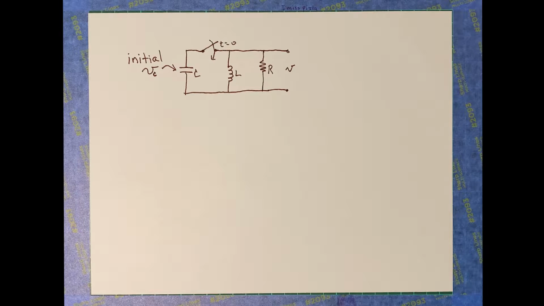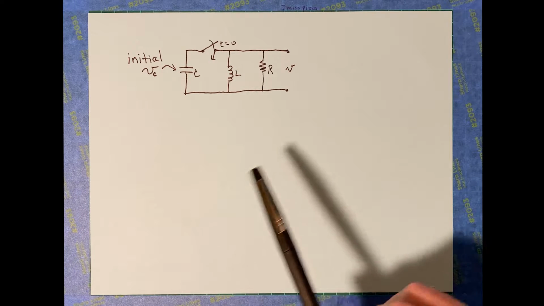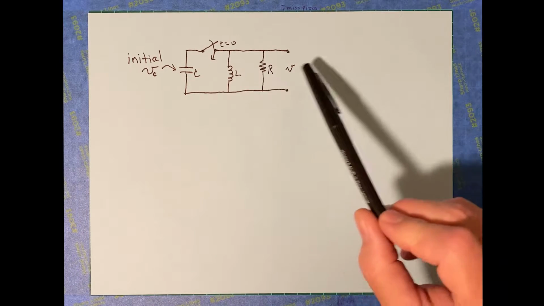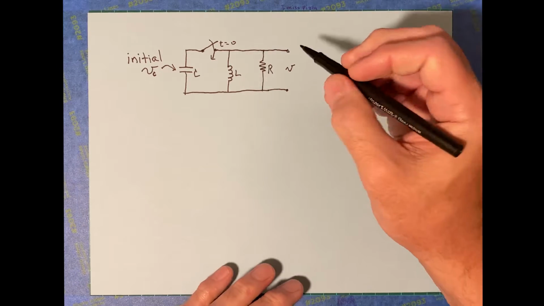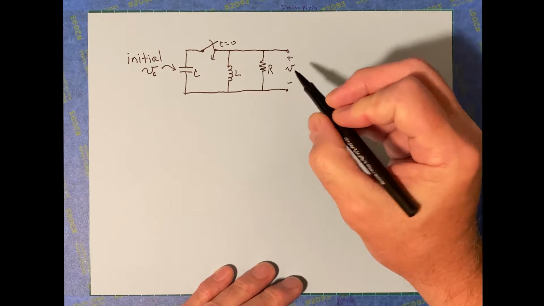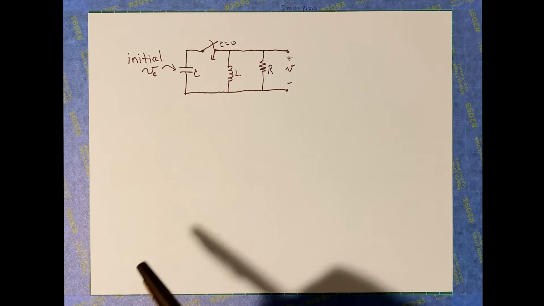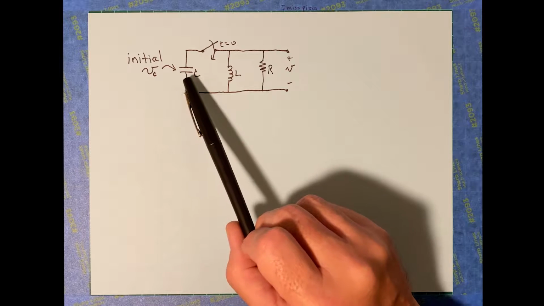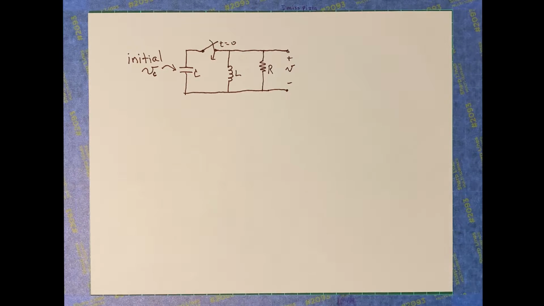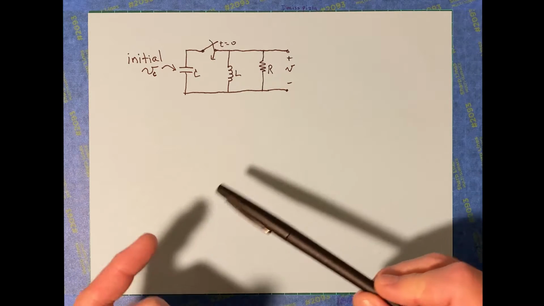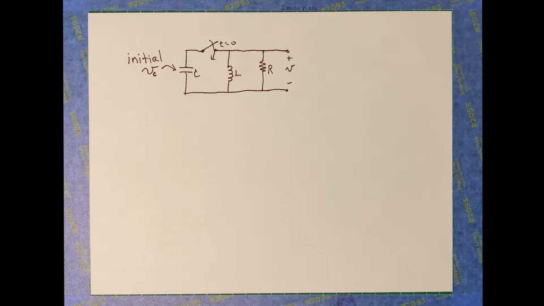So our goal here is to get an equation of state that describes the circuit, perhaps describes this voltage plus minus across all of the components, because since they're in parallel they're going to have the same voltage across them. We have some initial voltage on the capacitor before t equals 0, and then at t equals 0 this switch is closed. So think, using your circuits knowledge, what's going to occur here.